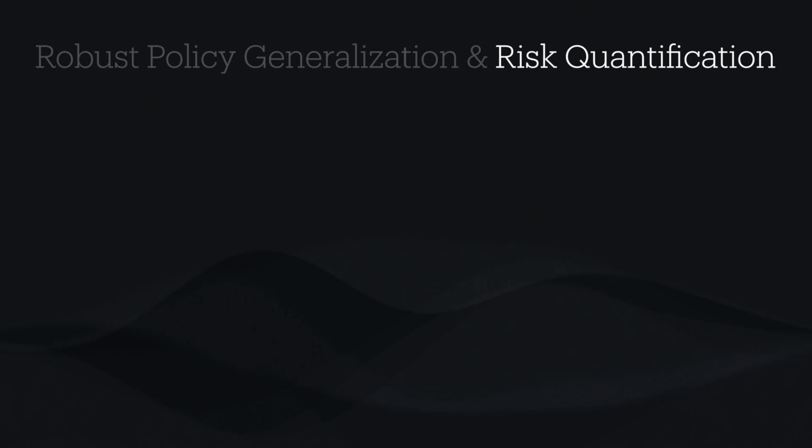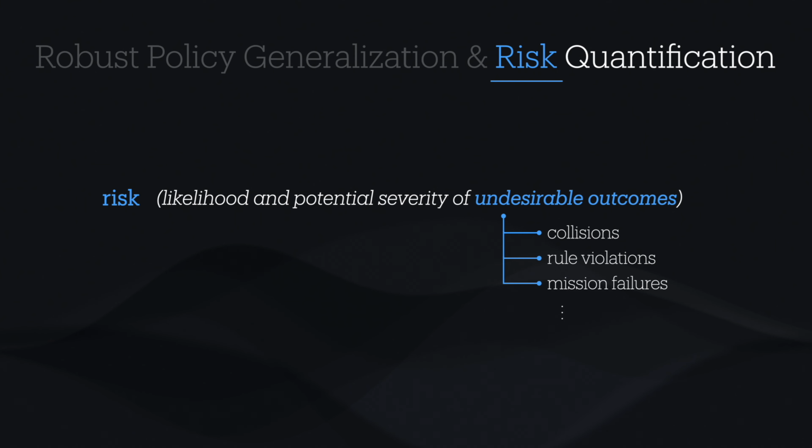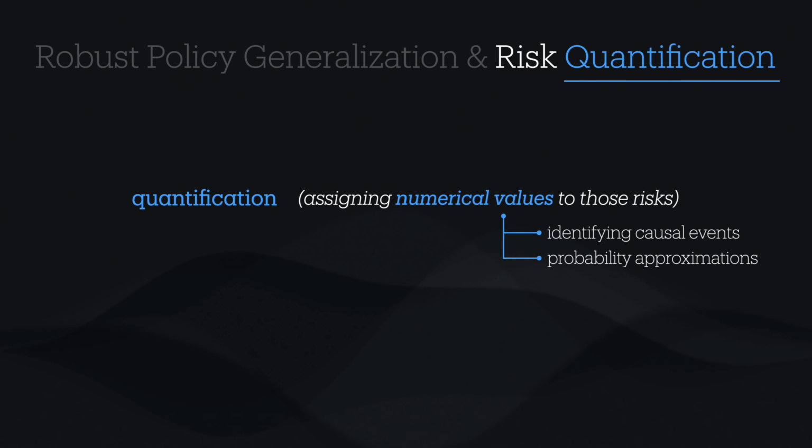Which brings us to the second portion of my dissertation on risk quantification. Here, by risk, what we mean is the likelihood and potential severity of undesirable outcomes. And by these undesirable outcomes, we're talking specifically about things like collisions, rule violations, mission failures, and so on. Quantification is essentially assigning numerical values to those risks. By this, we mean identifying the causal events that cause these undesired events in the first place, and assigning probabilistic approximations of how likely they are.